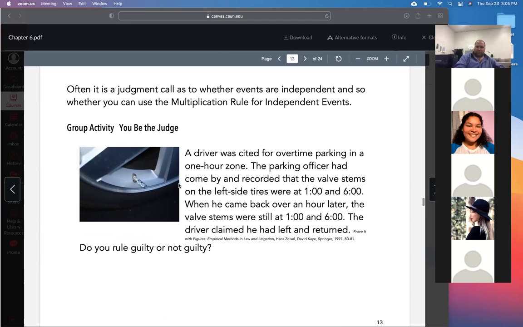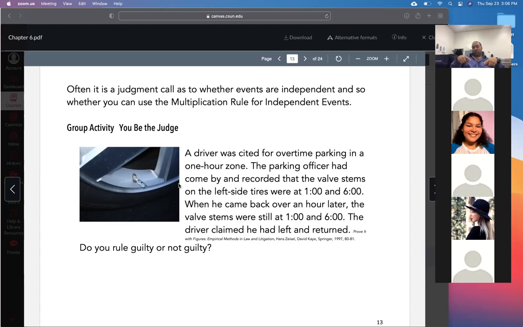Often it's a judgment call as to whether events are independent, and so whether you can use the multiplication rule for independent events. Ooh, group activity, you be the judge. A driver was cited for overtime parking in a 1-hour zone. Been there, done that. The parking officer had come by and recorded the valve stems on the left side tires were at 1 and 6. When he came back over an hour later, they were still at 1 and 6. The driver claimed he left and returned.